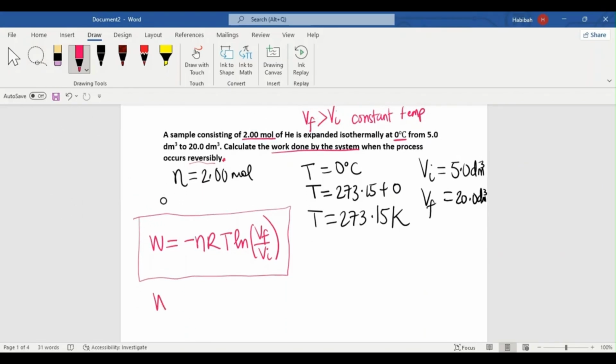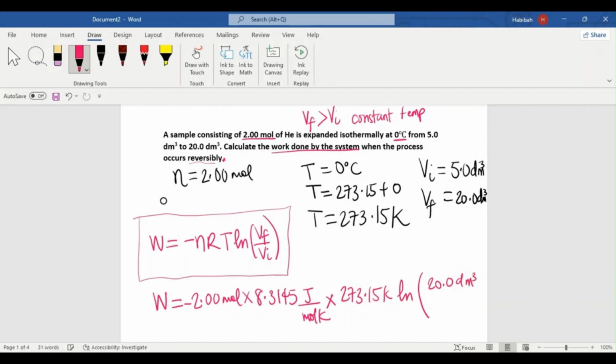So we have work equals negative 2.0 mole times 8.3145 joule per mole Kelvin times temperature, which is 273.15 Kelvin, ln V final divided by V initial. So that will be 20.0 dm cubed divided by 5.0 dm cubed. So we're going to cancel out all the information. So we're going to cancel out the moles.